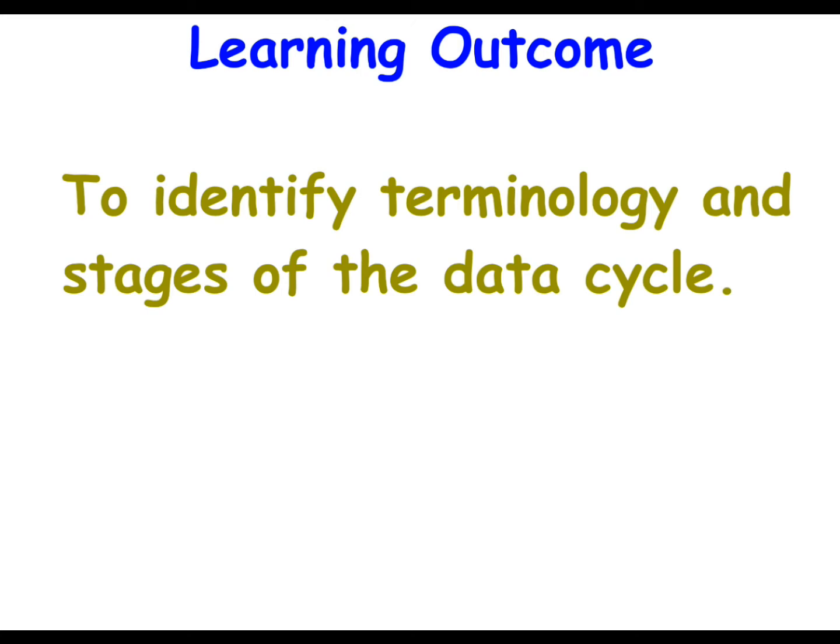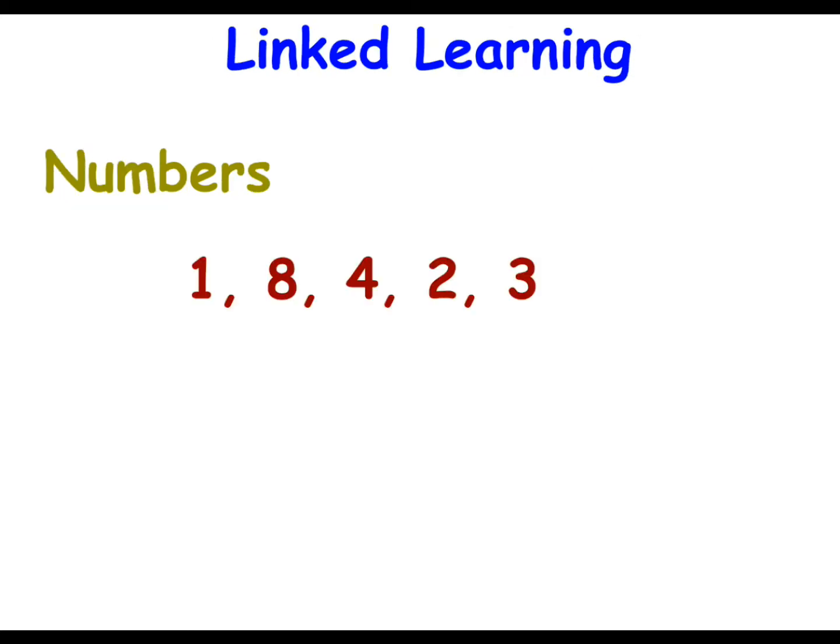So the learning outcome is really to identify the terminology and the stages of the data cycle so you understand why you're doing things relative to data. So why you're drawing graphs and bar charts and working out mean, median, mode and range. The linked learning links back to our first lessons on numbers, where when we were given a group of numbers, we learned how to sort them and put them in order.